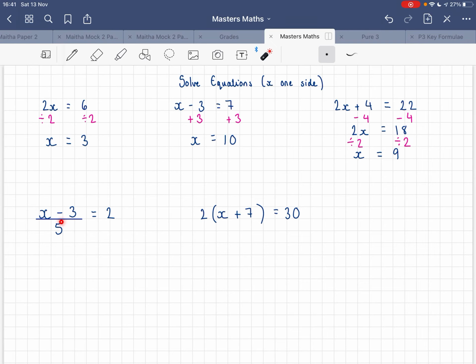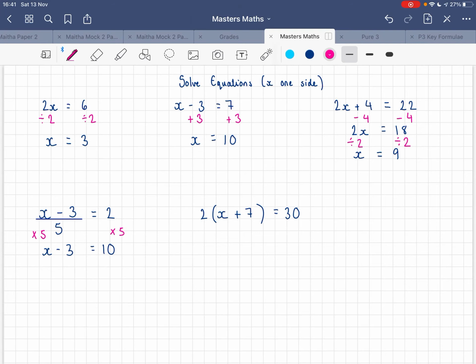So I have to deal with the fraction part first, this divide by 5. The opposite of dividing by 5 is multiplying by 5. So I do that on both sides to balance the equation and that leaves us with x minus 3 on its own. Now it's free of the fraction. And then 2 times 5 is 10. So we have x minus 3 equals 10.